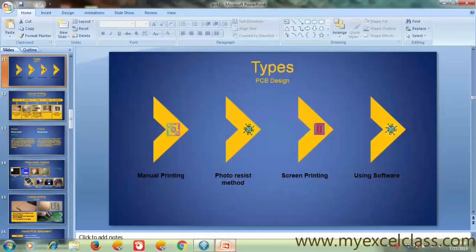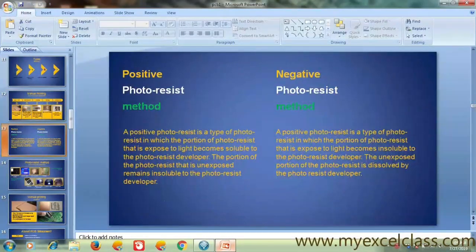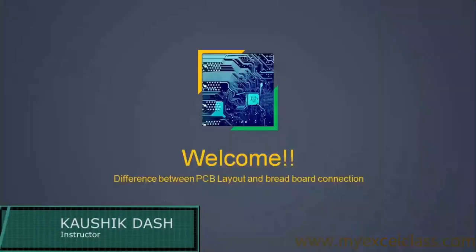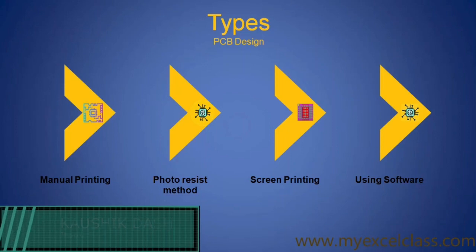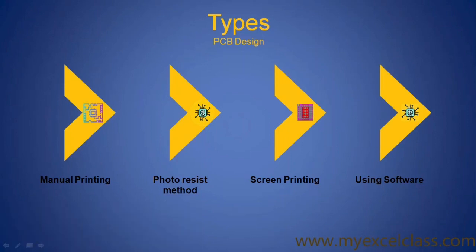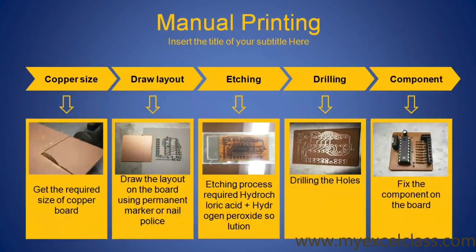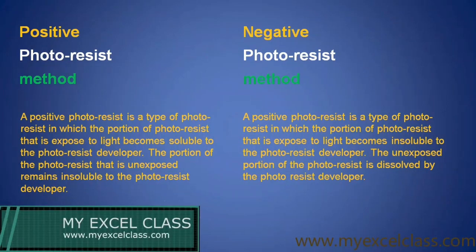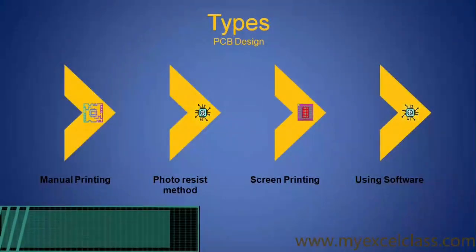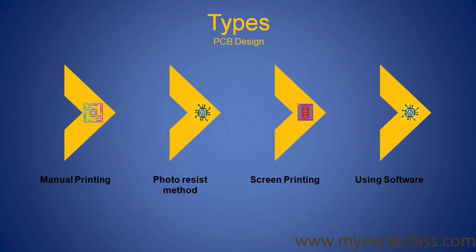In my last lecture, we discussed the photoresist manual printing topic. Now I will discuss what photoresist is. It is a very important thing in your PCB lecture. So, what is photoresist? Photoresist is used for the layout. Okay.